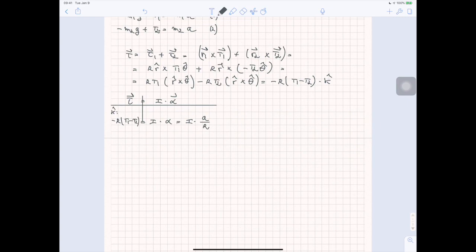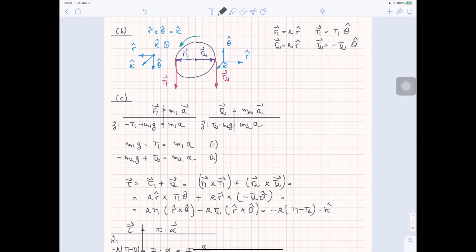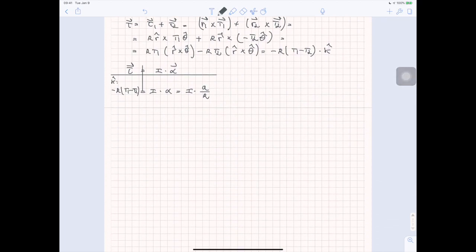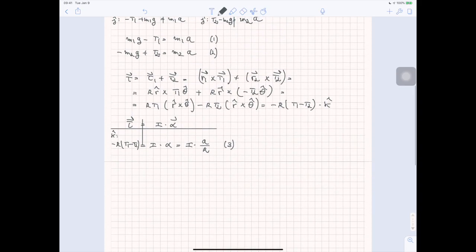But now, what's the direction of alpha here? Let's be very clear about this. Initially this disk was at rest, so this disk was not rotating. Now it starts to rotate out of zero angular velocity, so you have an acceleration which is now pointing out of the plane. So using your right hand rule. Now let's denote this as equation 3. And then we simply replace T1 and T2 here with these expressions from equations 1 and 2.